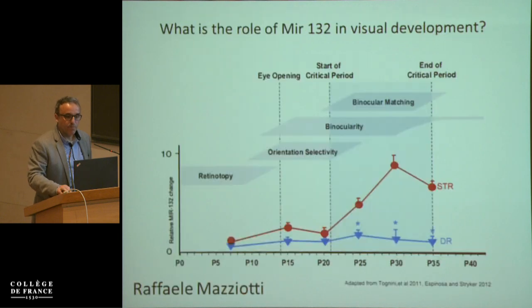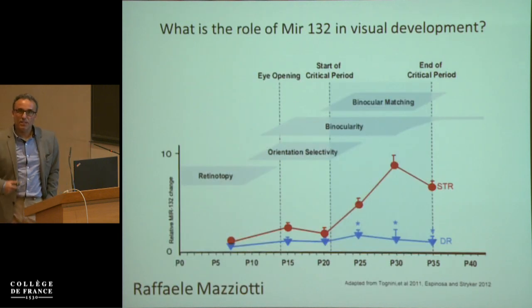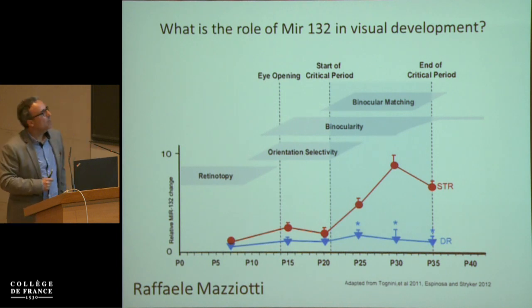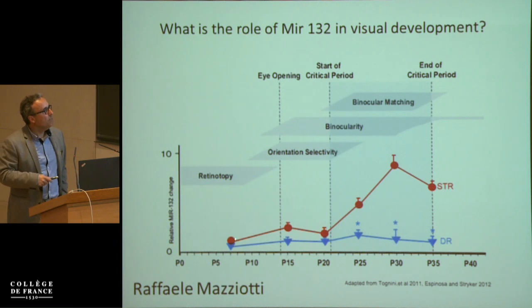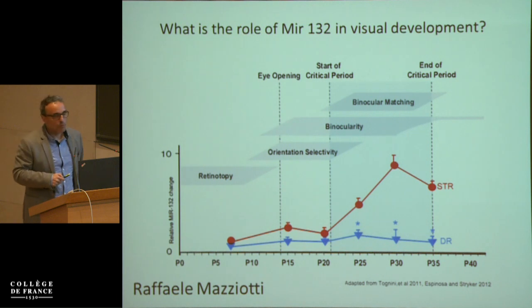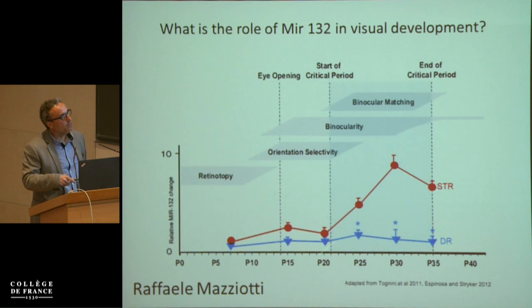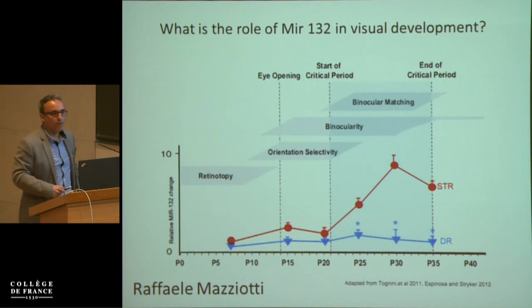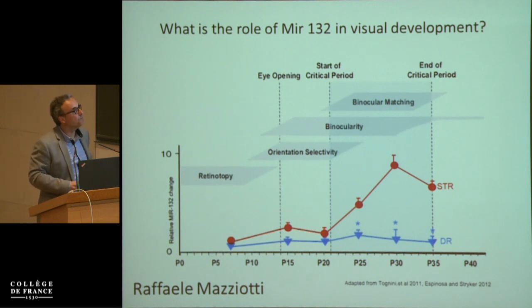So, okay, what about the other question? What happens to visual development when you miss a plasticity factor? We decided to do qPCR to better analyze the temporal profile of MIR132 expression in the cortex, and you see that the increase that you get is really confined to this 10 days, between P20 and P30. So after P20, there is this dramatic rise in MIR132 expression.